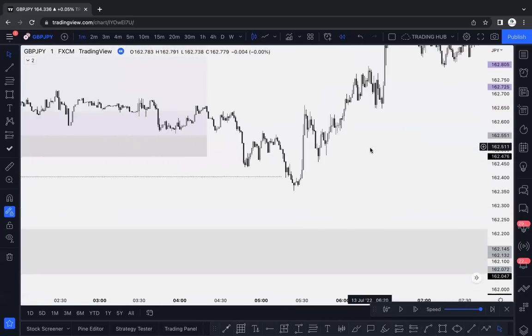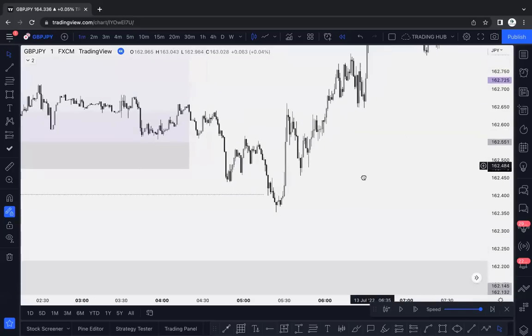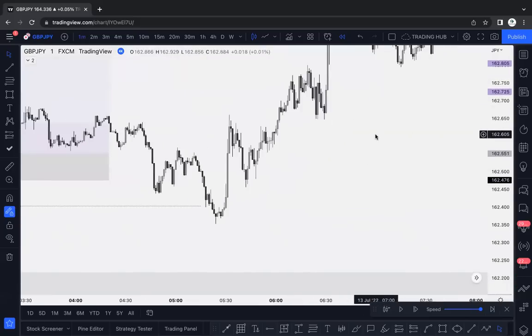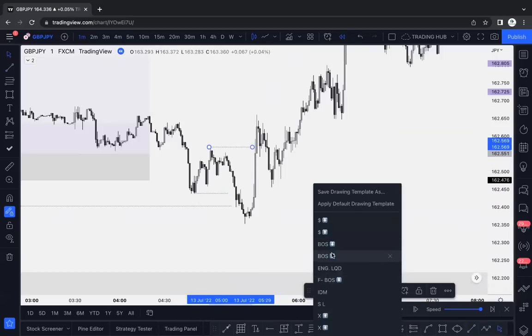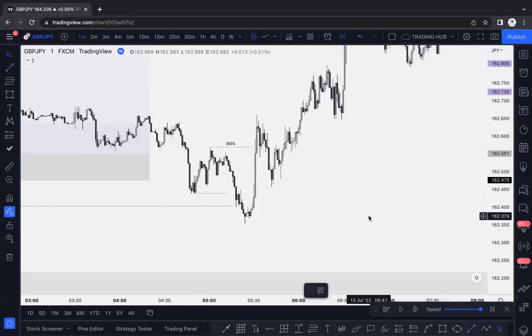So did you take this trade or not? No, I missed it because the first one, that's the one I was waiting on, but I wasn't sure, so I didn't take it. And then once I saw that the order block got taken out, went down to engineering liquidity, I had already missed it by then. Okay.